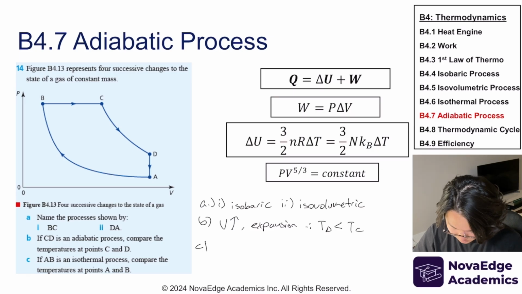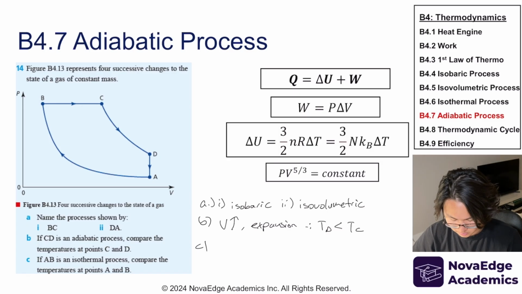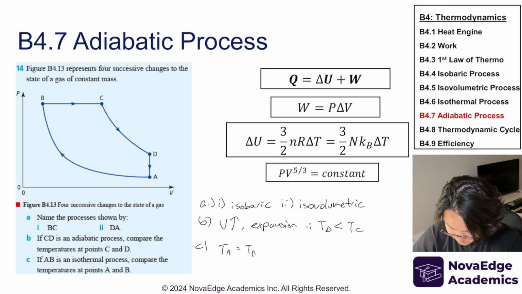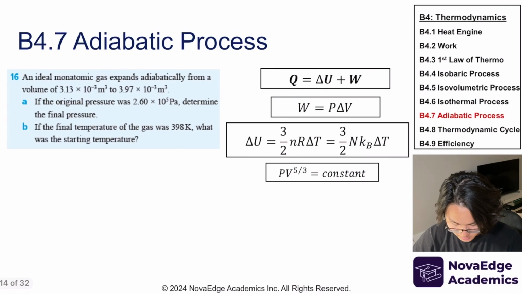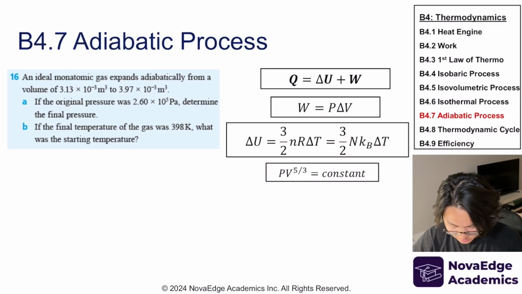Part C, if AB is an isothermal process, compare the temperatures of points A and B. Well, there's totally the answer. It's an isothermal process. Iso, same, thermal, temperature. So if it's an isothermal process, then TA is equal to TB. Okay, let's do another one. Pause the video and give this one a try. So an ideal monatomic gas expands adiabatically from a volume of this to that. If the original pressure was this, determine the final pressure.